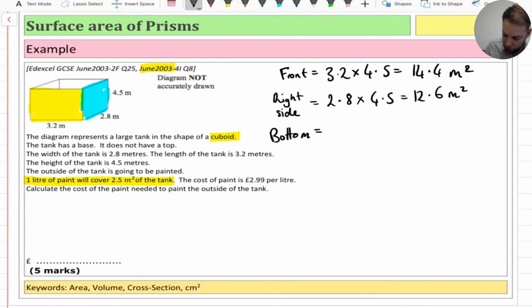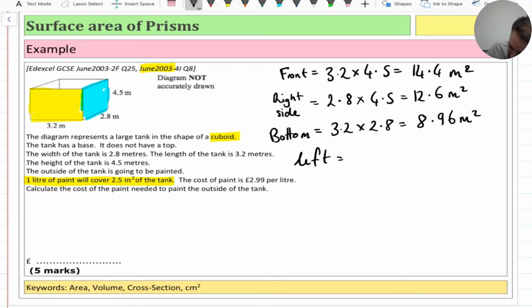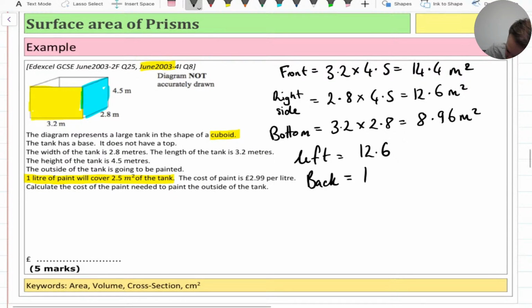Now we also need the bottom as well. The bottom is going to be 3.2 times 2.8, which is equal to 8.96 meters squared. We've got the right hand side. We also need the left hand side, which we know is the same as the right, which is 12.6. And we also need the back, which is the same as the front, which is 14.4 meters squared. So we've got all of those.